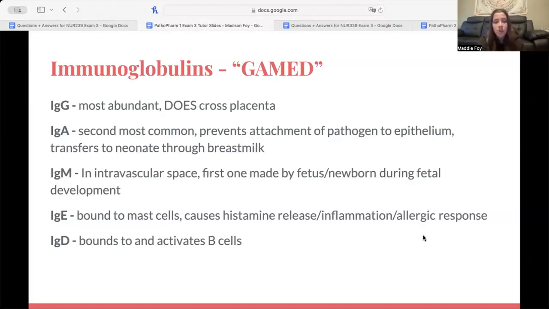fetus during fetal development. And then IgE is bound to mast cells and it causes a histamine or allergic response. So we will talk more about those as well. Those are highly involved in allergies. And then IgD binds to and activates B cells, which, as we talked about, are what create the antibodies for humoral immunity.